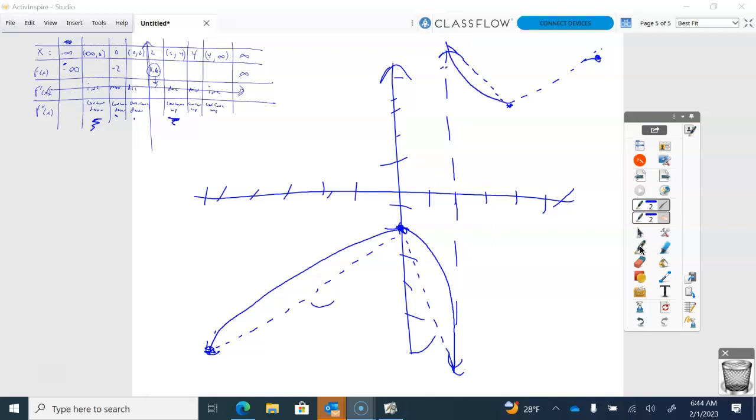Again, I'm up against an asymptote. And then, on my way out, I'm also concave up. With a minimum right here. And that's what the graph looks like. Okay, and so that's how these examples work.